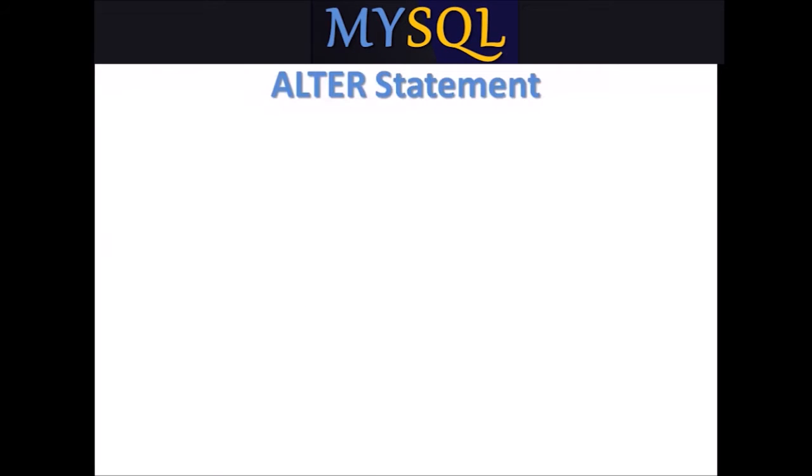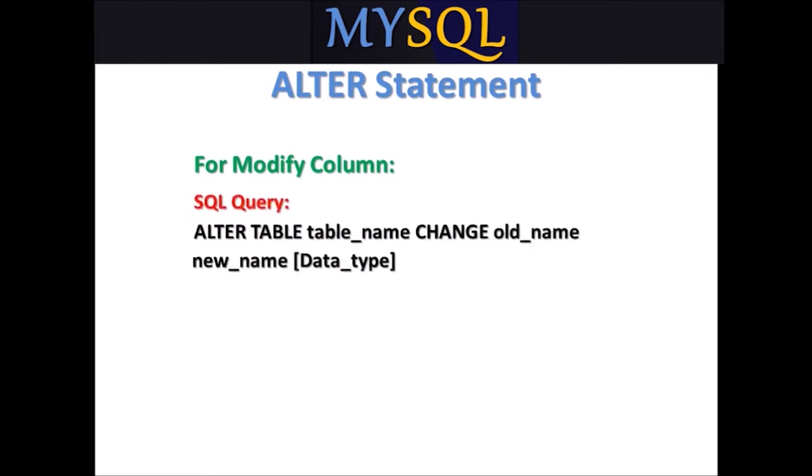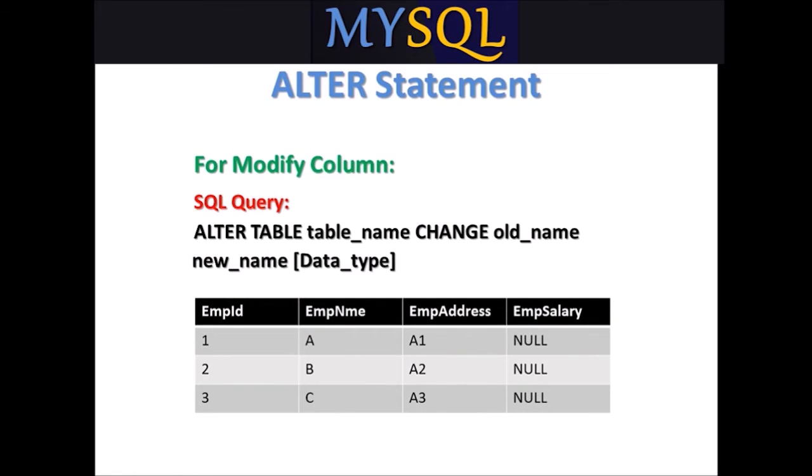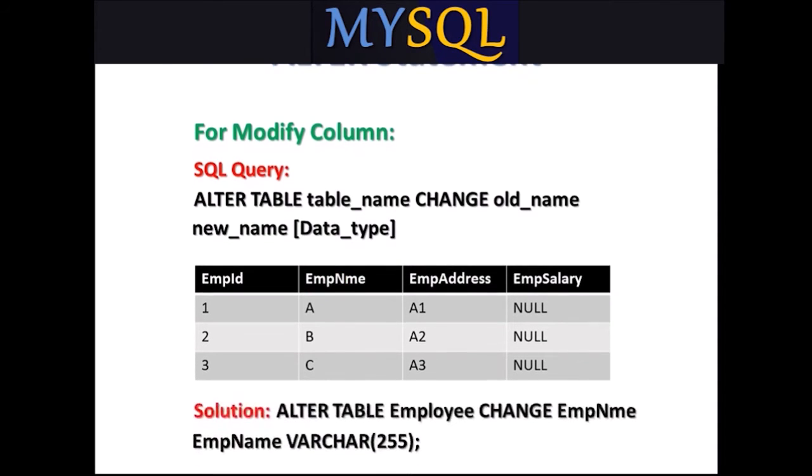Now suppose you have noticed that during creation of table, one of the column spellings is wrong, and you want to modify it with the correct one. Then you can write the following query: alter table, table name, change old name, new name, with data type. If we take the previous table, then to modify this column name, the resultant query is as follows: where varchar is a data type of EMP name, with 255 character size.